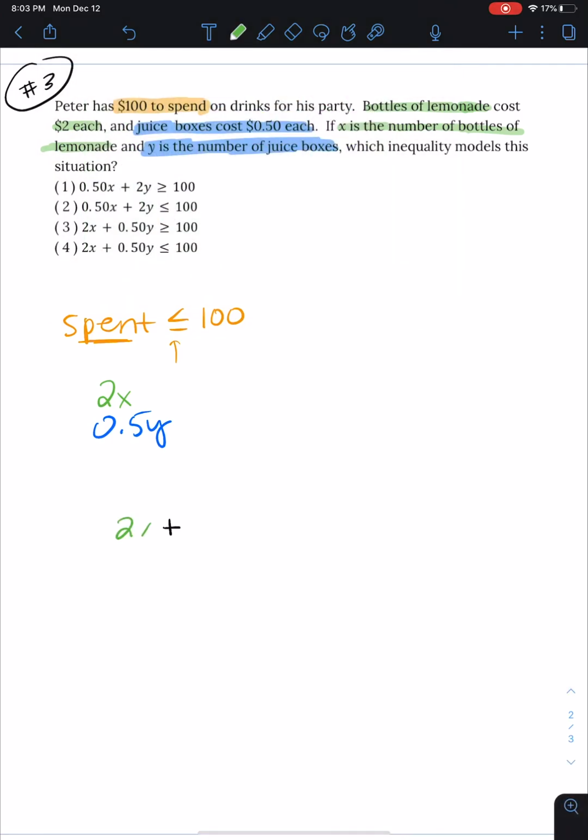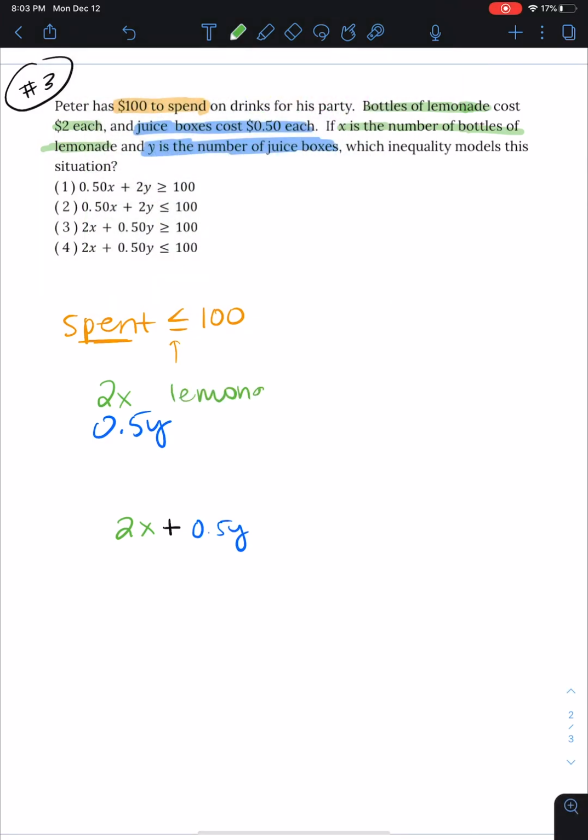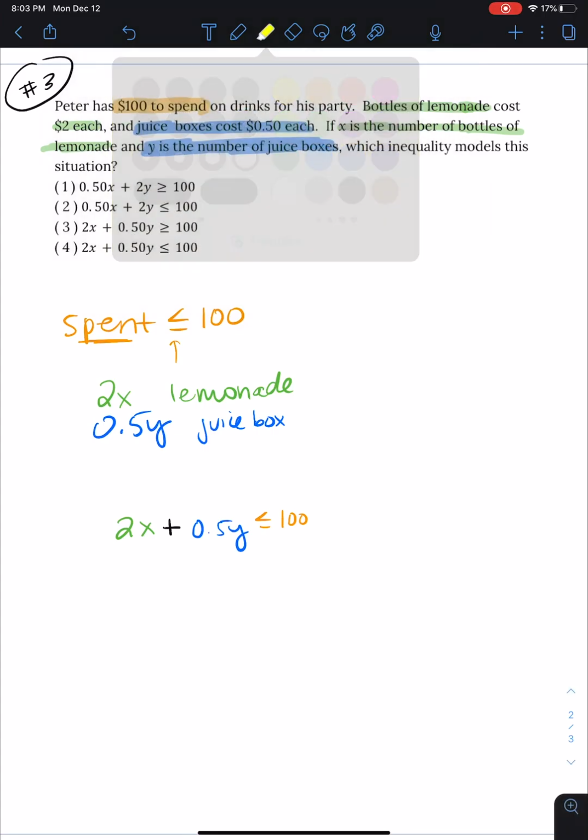So now the total amount that I'm spending is going to be the amount of lemonade per bottle plus the amount of juice box per bottle, right? Because if we remember, this was lemonade and this was juice box. And together we wanted this sum to be less than or equal to $100, because we can spend less than $100, but we cannot spend more than $100. So this means that the final answer choice for this problem would be option number 4. So you really need to check to make sure that you associated X and Y with the right cost and that it was less than or equal to $100.